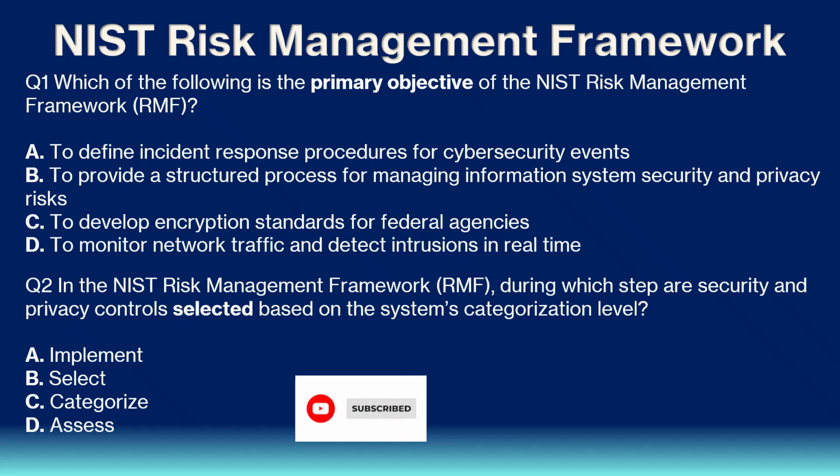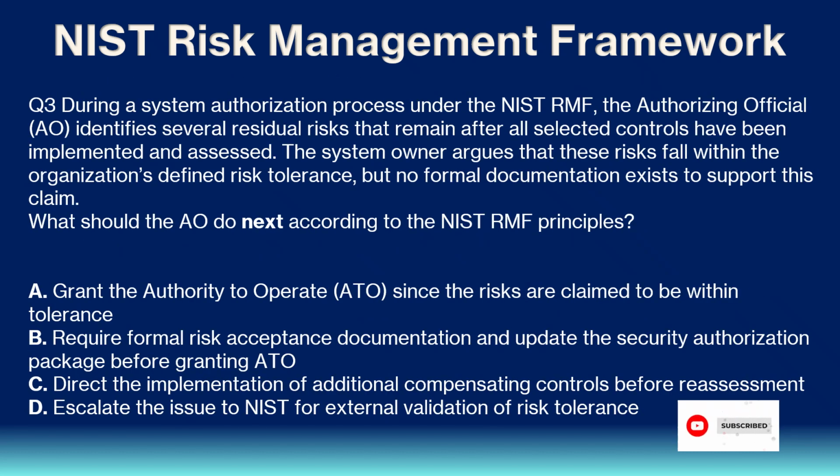Let's go to the next question. Okay, so the questions were so easy. Let's see if you can answer the tough question. During a system authorization process under the NIST RMF, the authorizing official identifies several residual risks that remain after all selected controls have been implemented and assessed. The system owner argues that these risks fall within the organization's defined risk tolerance, but no formal documentation exists to support this claim. What should the AO do next according to the NIST RMF principles?